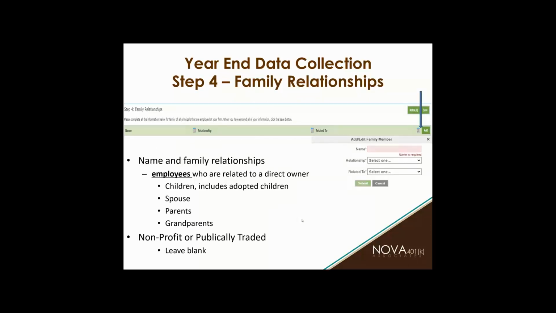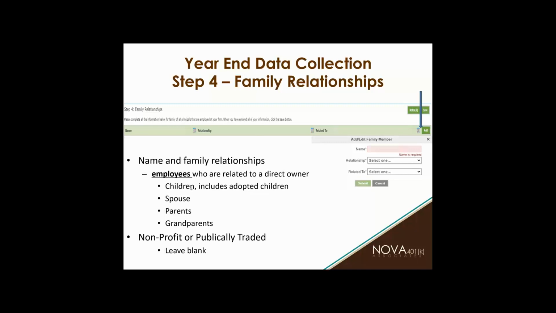Family relationships. So we need to know, for non-discrimination testing, everything we ask for is utilized in completing the annual required compliance testing on the plan and the annual informational form 5500. We do not ask this information simply because we want to know. It is so that we can do the job that we were hired to do. So every single person who is a child, including adopted children, a spouse, a parent or grandparent of an owner of the plan sponsor company needs to be listed here.